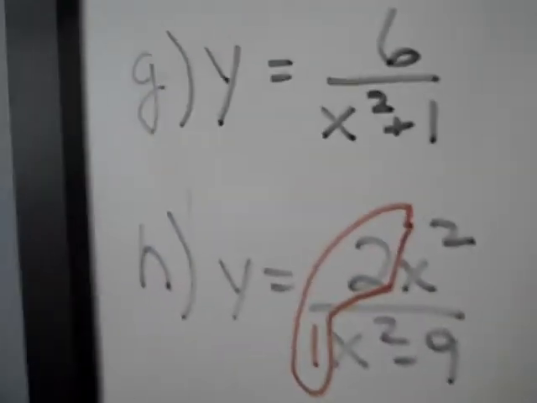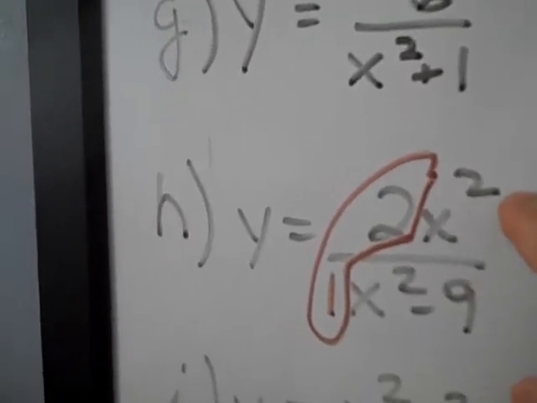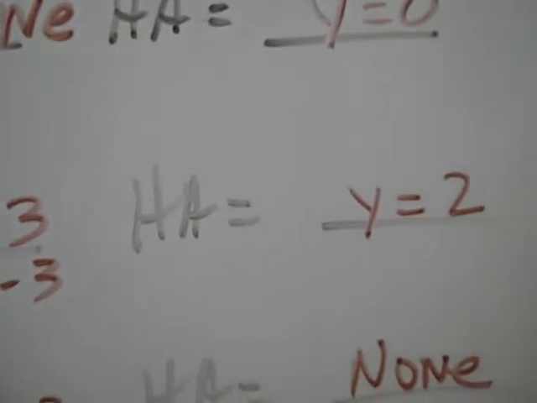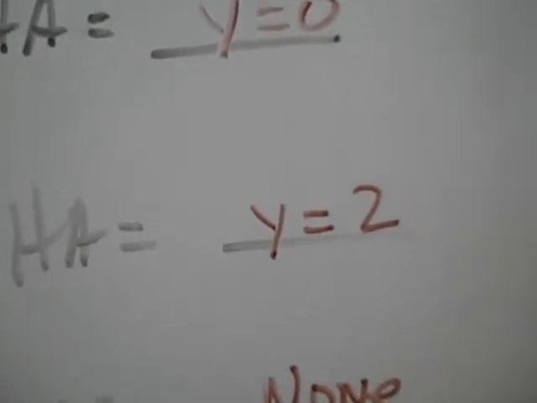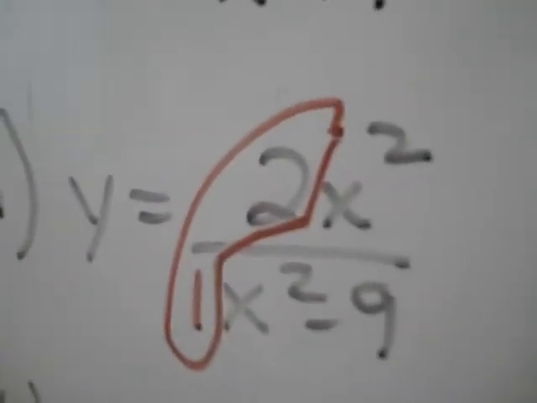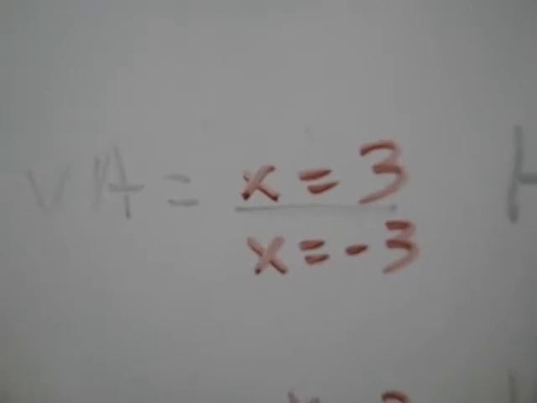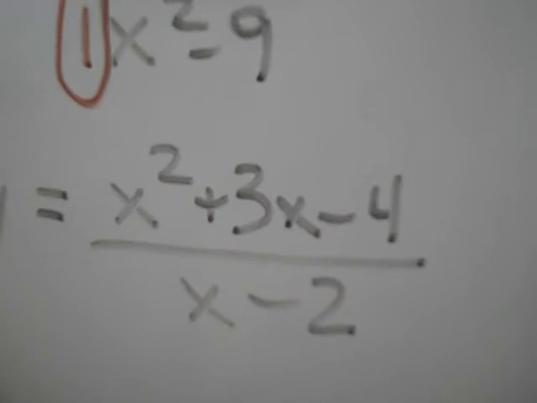Now, we talked about degrees in the last video. This is a degree 2, degree 2. Okay? So, the horizontal asymptote, if the degrees are the same on top or bottom, take the coefficients. So that would be 2 over 1, which would give me a horizontal asymptote of y equals 2. What would create the bottom to be 0? 3 or negative 3. Therefore, the vertical asymptotes are x equals 3 and x equals negative 3. Come down here. It's pretty easy to get your vertical asymptote.